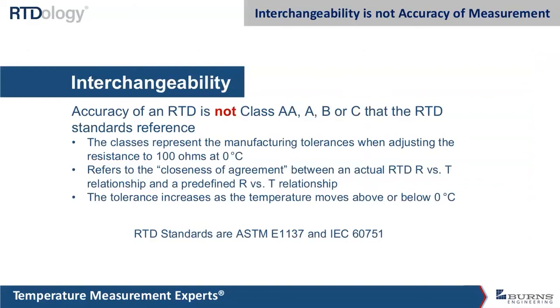So I think the biggest misconception that I see with RTDs is what's called interchangeability. A lot of times manufacturers don't even mention this. They'll just have in their specs that, well, it's a class A RTD or it's a class B. That isn't the accuracy of the RTD. It's not the accuracy of the measurement. It's just the tolerance band that the manufacturers use when they're building the parts.